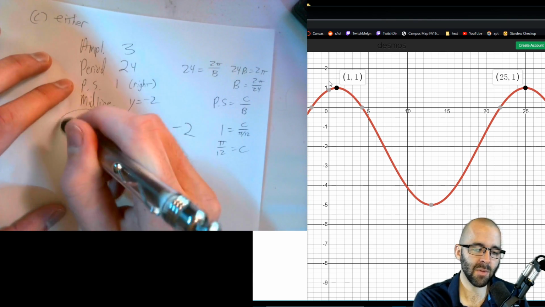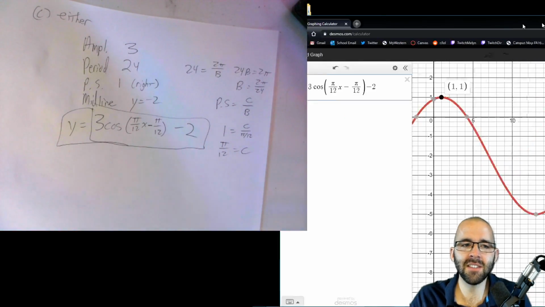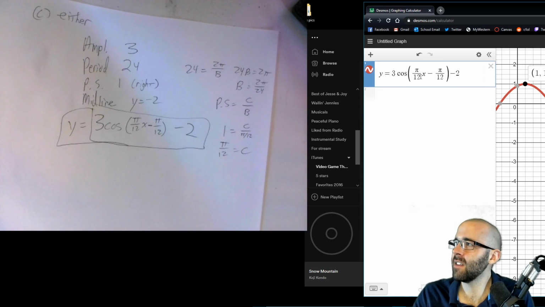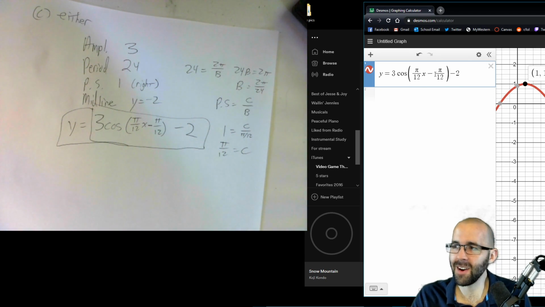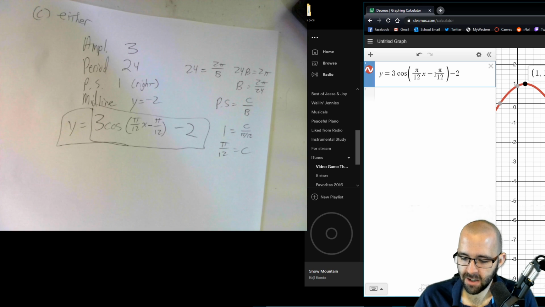Whoops. Sorry, y. I cut you off. This should be our answer. Moment of truth. Is this what I typed in to Desmos? Y equals 3 cosine. Yes, it is. Great. All right. And that's a big chunk of the problems. I can guarantee there's going to be one of these on your quiz for this module. All right. So be careful with those.